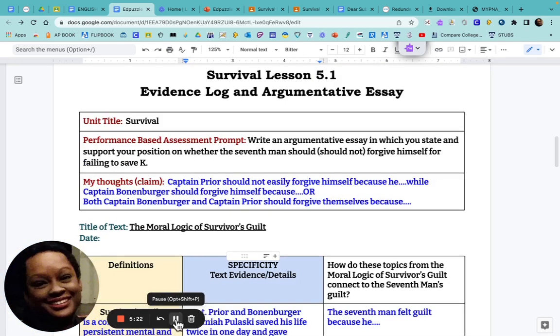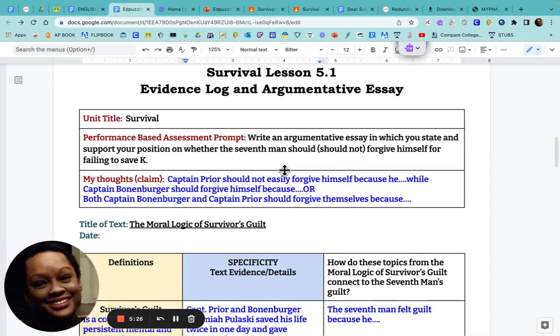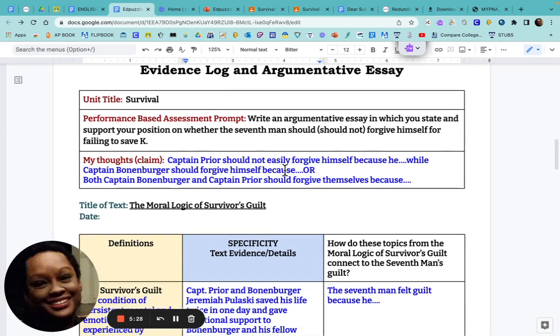For this next section, we're going to look at the moral logic of survivor's guilt. For this one, the claim will be different. You will tell me whether or not Captain Bonneberger and Captain Pryor should forgive themselves. Now, I do not want groupthink in my classroom, and groupthink is when everyone has the same opinion.